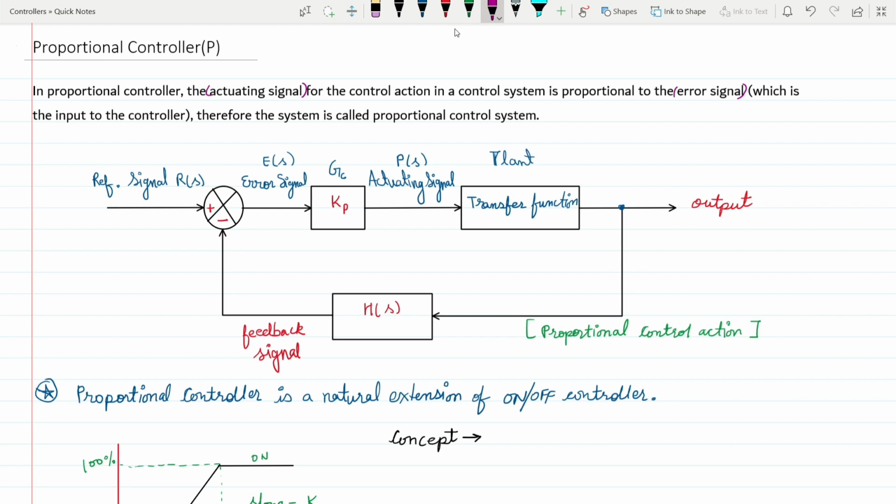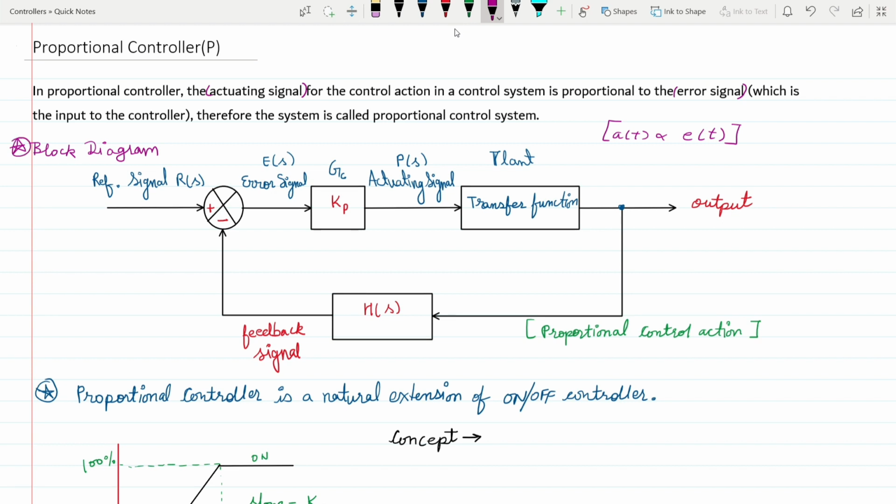So the actuating signal A of t is proportional to the error signal E of t. In that case we can say it is the proportional controller. Here itself I have given a block diagram. You can see the block diagram.